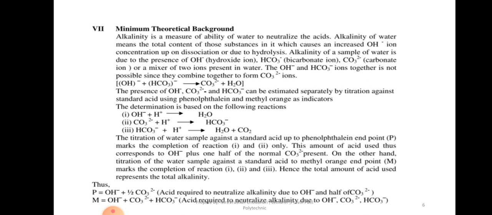For this, we are going to use two indicators. First, we are going to determine the OH minus concentration by using an indicator called the phenolphthalein indicator. Then, in the same solution, we are going to determine how much carbonate and bicarbonate is present, by using methyl orange indicator.